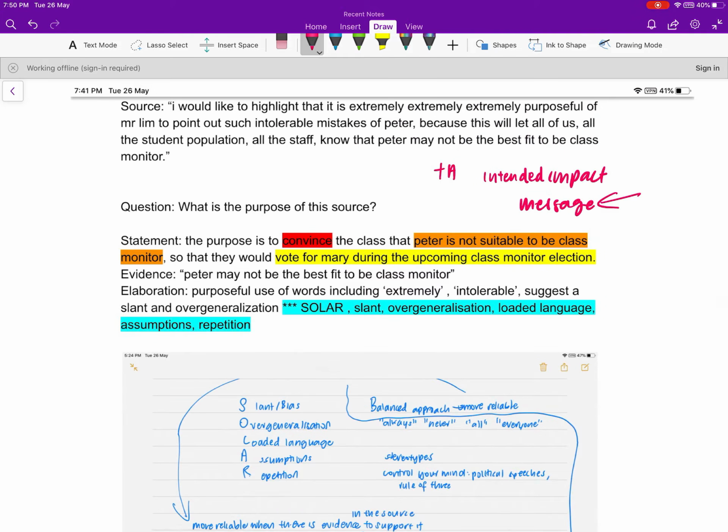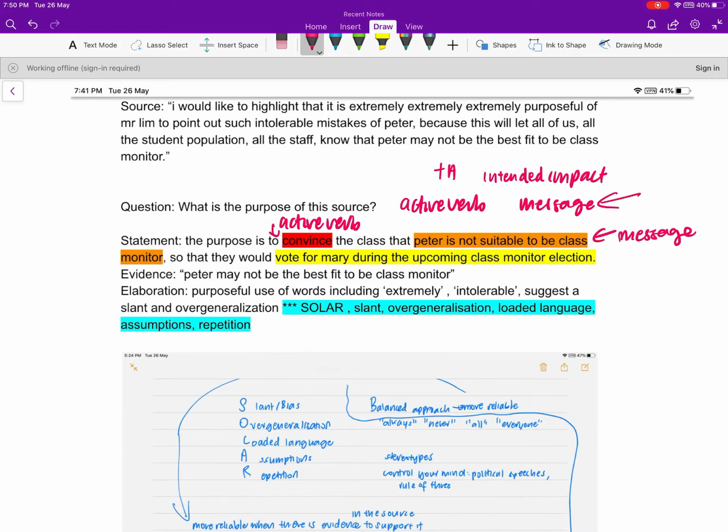The purpose is to convince, which is the active verb. Oh, I forgot, there's also another thing that you need to do, which is the active verb. This is the active verb. It must be something that impacts and is more active than passive. So that's why it's called active verb. And then this is the message, which is that Peter is not suitable.